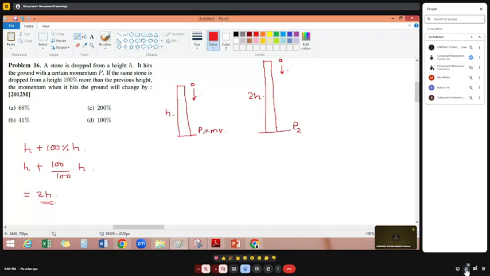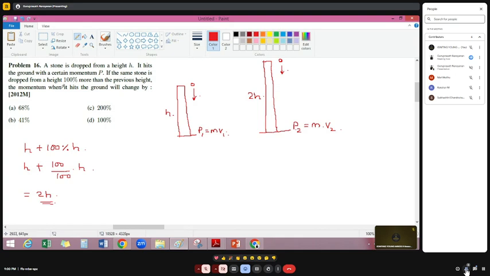So this is momentum 1, mass into velocity. As you go to a higher height, the velocity will increase. So they're asking you, for a height more than the previous height, the momentum when it hits the ground will change by how much. That means the momentum change they're asking for. So mass into velocity 2.